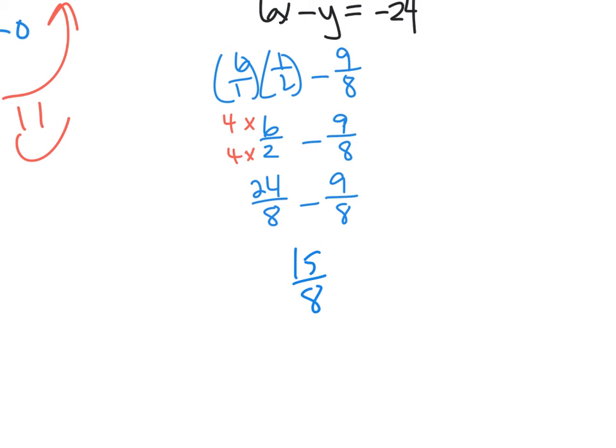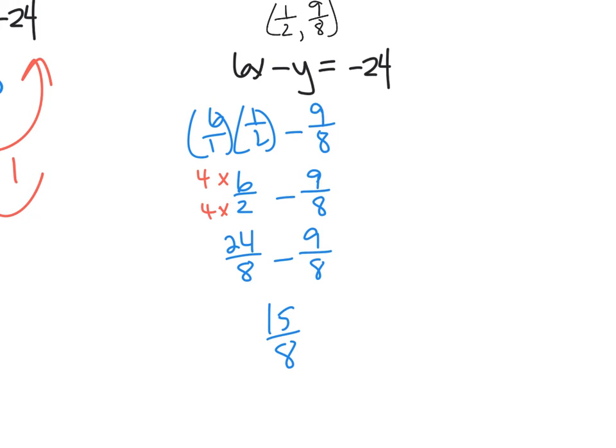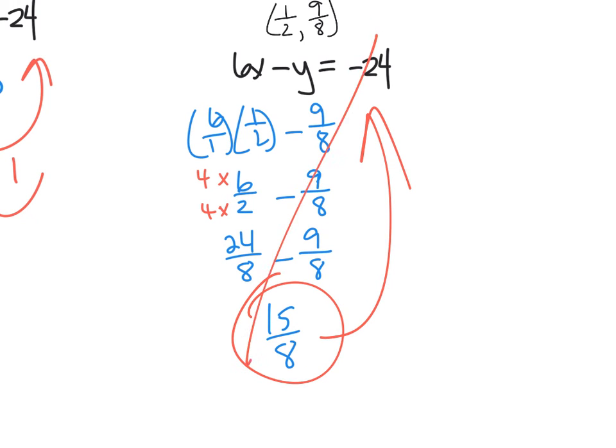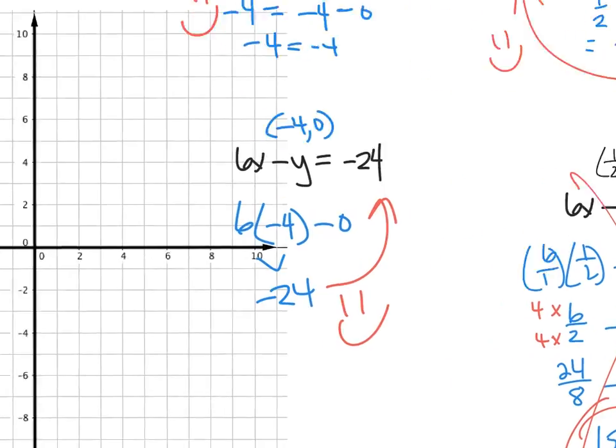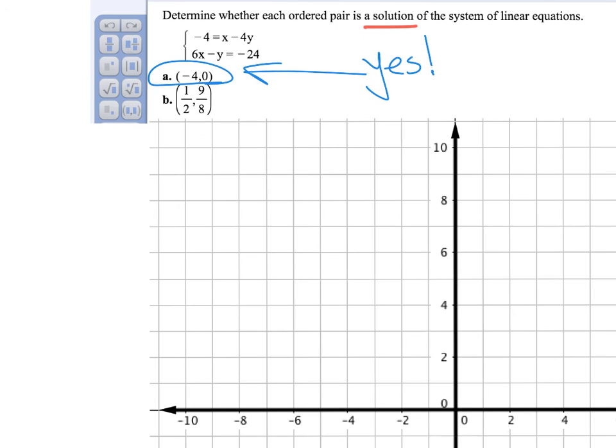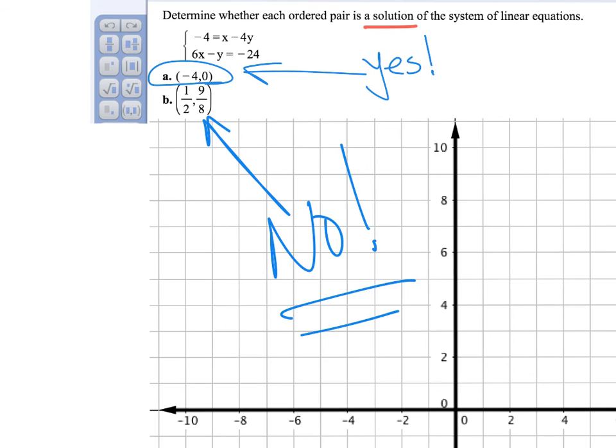And 15 over 8 does not equal negative 24. So that doesn't work. So that's a frowny face. That definitely doesn't work. So what does that say? That says that 1/2, 9/8 is a big old fat no. And so that's how you figure out if a point is a solution for the system, because it's got to work in both lines.